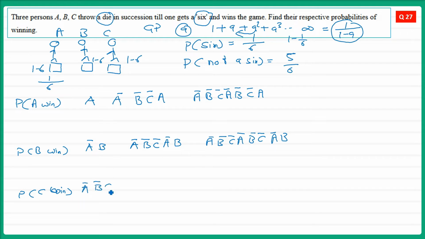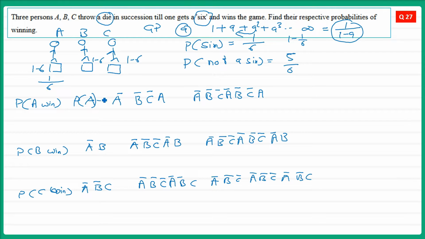Now for C, A and B have to fail. The second option is A, B, C, A, B, they have to lose. Then C comes. The third option here is, and this is not the third and the last option, this goes on and on forever. So A, B, C lose, then again A, B, C lose, then A, B lose, then C comes. So this is the approach or the logic of this question, when A wins, when B wins, and when C wins.